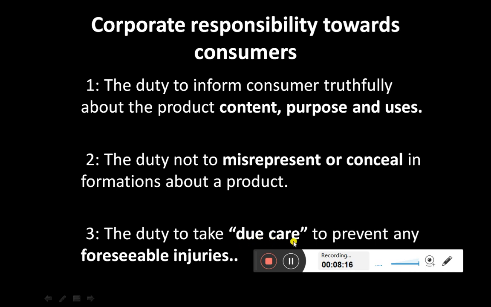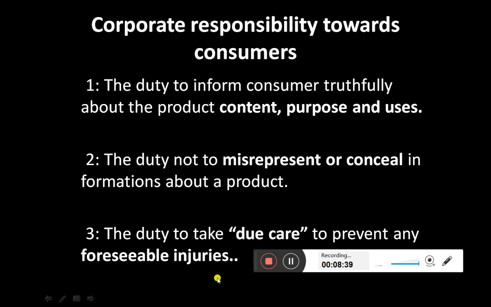Like, suppose, to take the example of anti-allergic pills. If you are taking anti-allergic pills twice or three times within a day, it will have an adverse impact on your skin. Might be it can create scabies or rabies. That is a foreseeable injury.